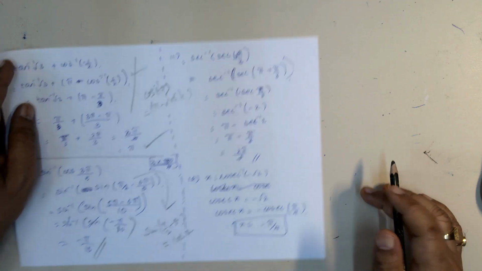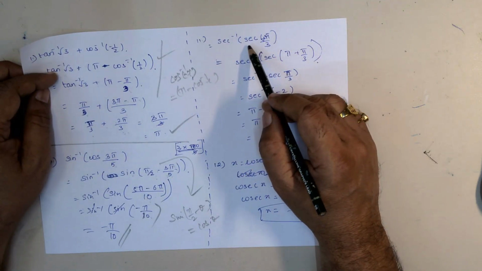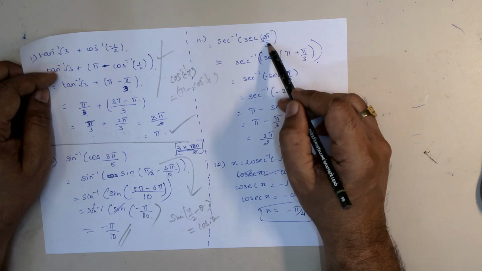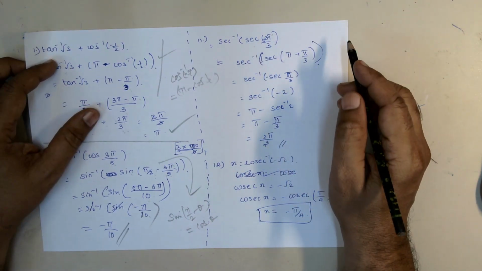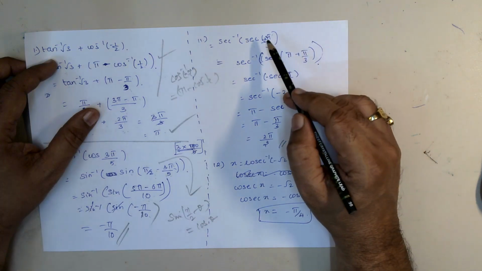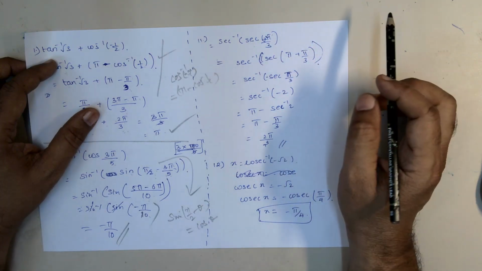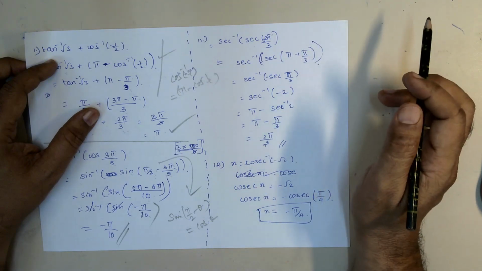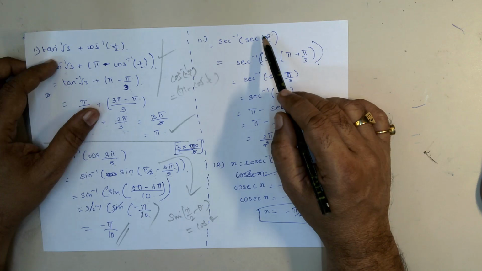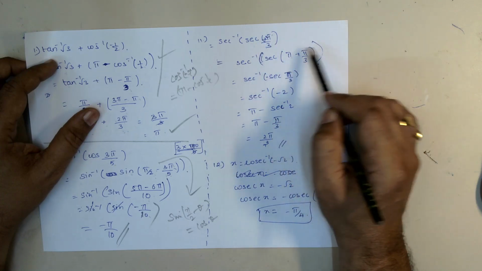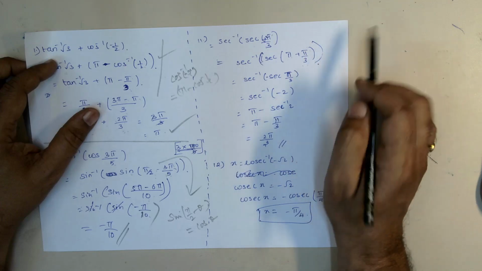Next one. Find the value of secant inverse of secant of 4 pi by 3. How do you approach this one? Likewise, we are applying the secant formula. Why did you use 180 plus theta here, to get 4 pi by 3, sir? 4 pi by 3 is split as pi plus pi by 3, that is nothing but 4 pi by 3.